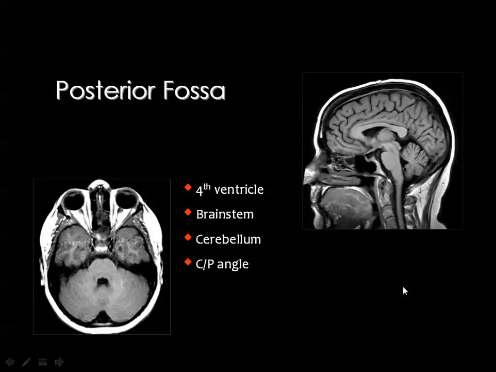But dealing with the posterior fossa, we have a certain approach which is related to anatomy rather than to pathology. And we divide the posterior fossa into 4 main anatomic locations, which are: number 1, the region of the fourth ventricle; number 2, the region of the brain stem anterior to the fourth ventricle; number 3, the region of the cerebellum posterior to the fourth ventricle; and finally the cerebellopontine angle region.